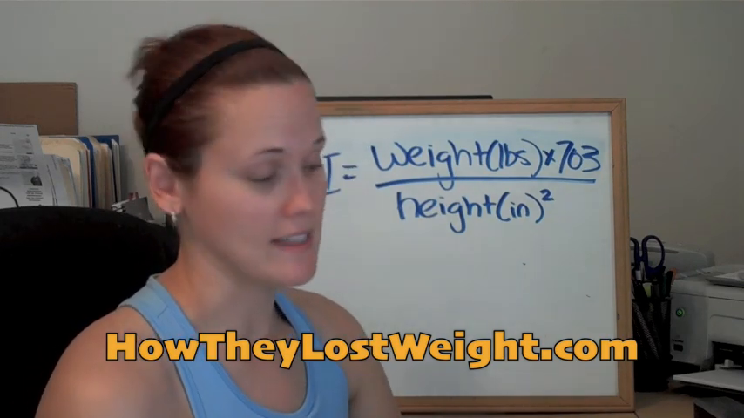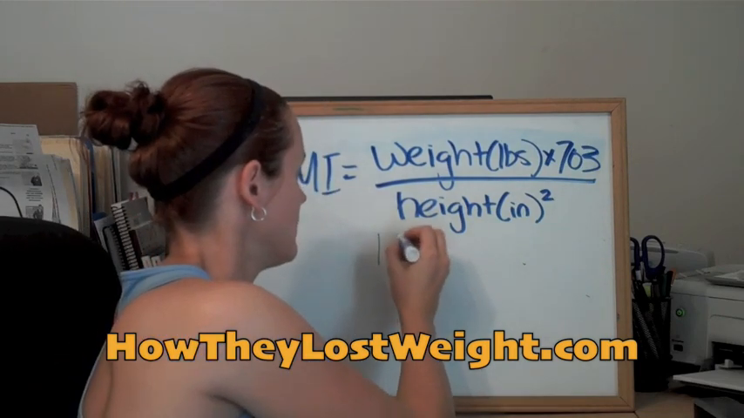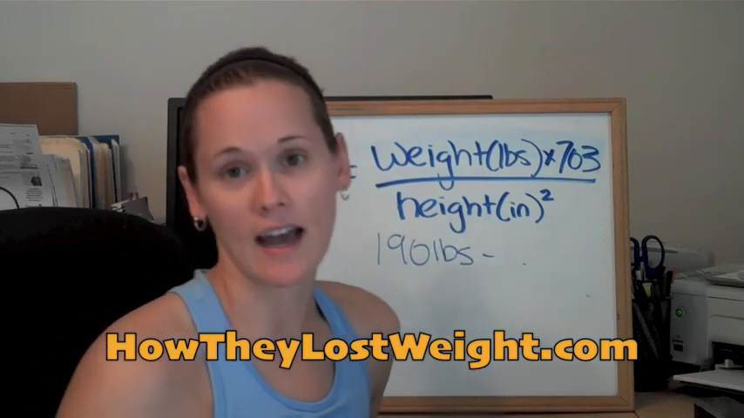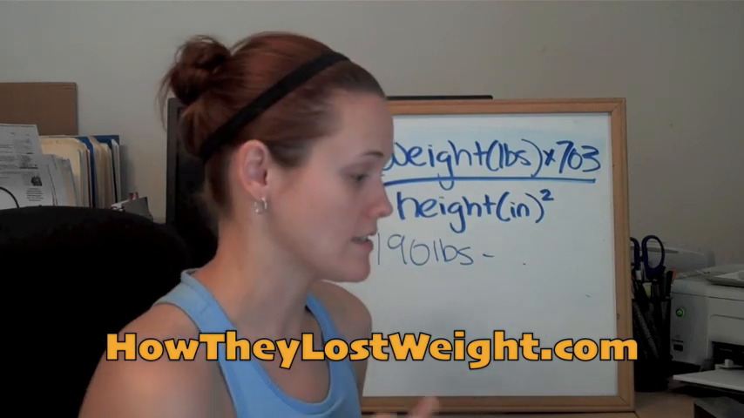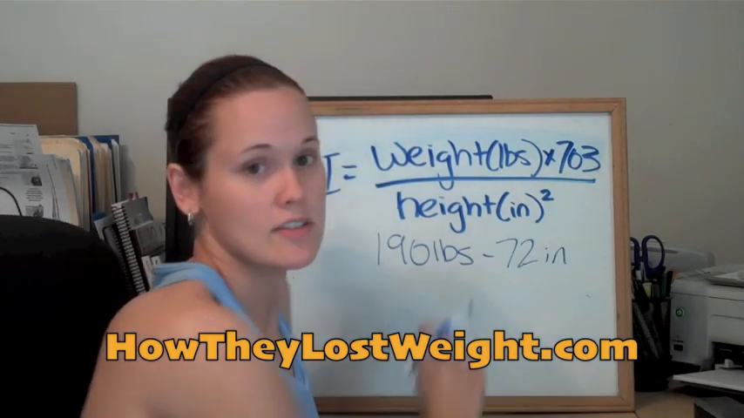And we're actually going to go through an example. We're going to use Bob. Okay, Bob weighs 190 pounds. So whatever your weight is, just write that there. And then his height. His height is 6 feet. So 6 feet in inches is 72 inches. So we're going to write 72 inches here. And that's going to give us our start here.